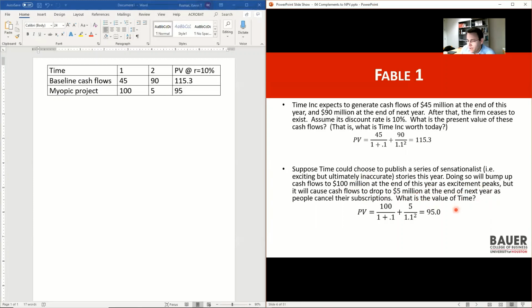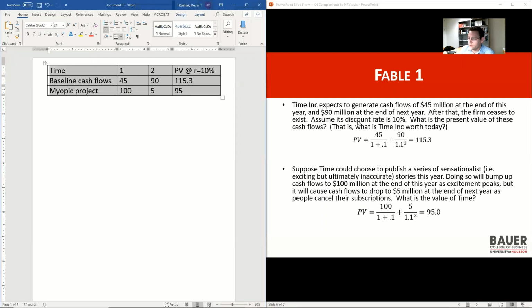So this is a myopic strategy. You're pulling cash flows forward in time. You're getting an extra bump at time one. You get 100 at time one as opposed to the 45, which is the baseline. However, you're eating into your time two cash flow. So instead of getting 90 at time two, you're only getting 5. You put these two things together and you get a total value for Time of 95, versus the baseline of 115. I just wrote these over here in the table so we have them as I introduce a wrinkle in the example on the next slide.